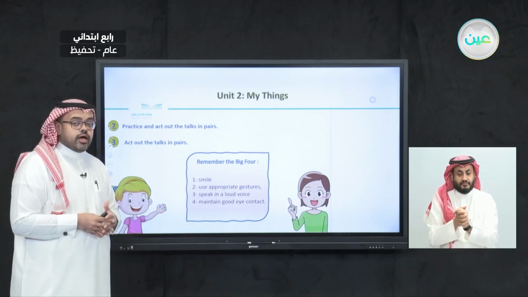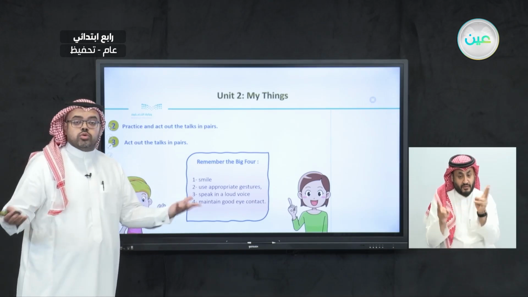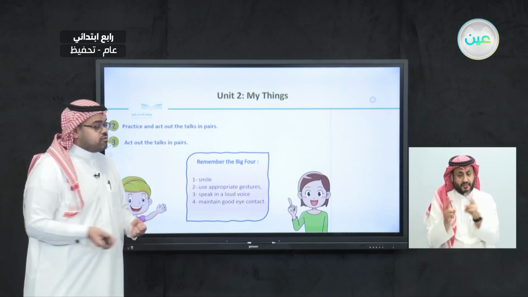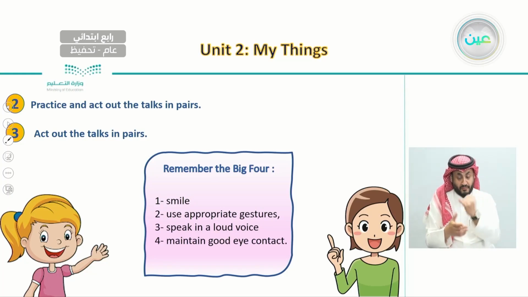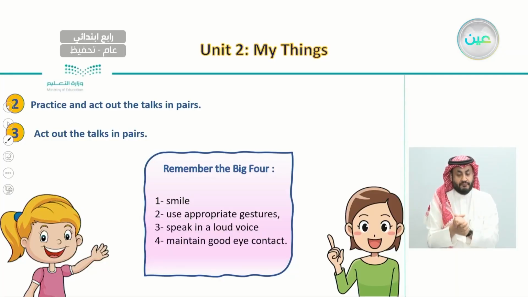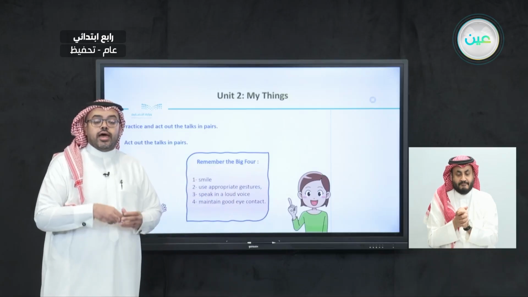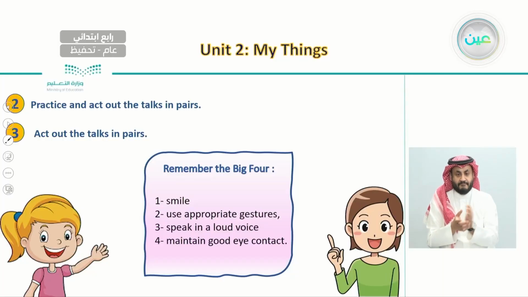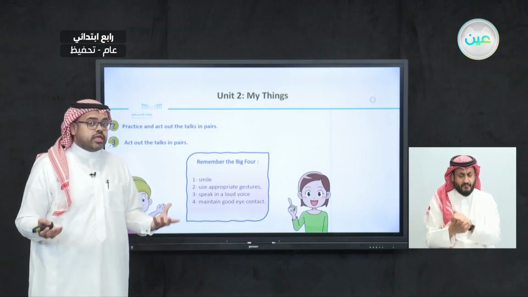So when you act out these talks and when you try to use them with your friends or classmates, it is important that you remember the big four. What do I mean by the big four? First, to smile and also to use appropriate gestures. It's always important that you smile, and it's always important that you use gestures with your hand by pointing and asking, and also to speak in a loud voice, a voice where everyone can hear you.